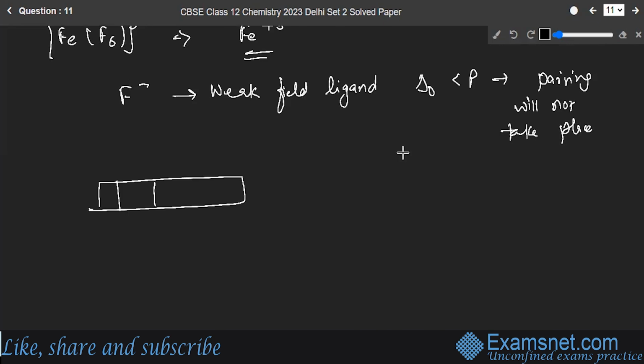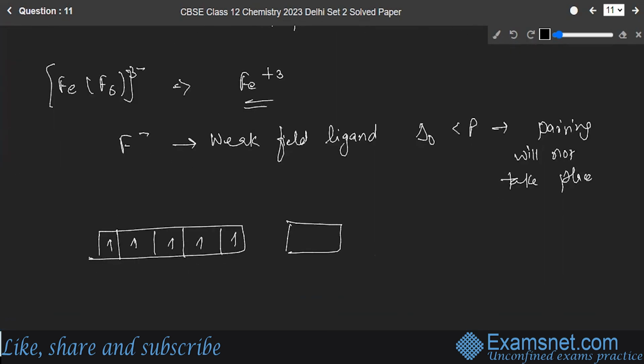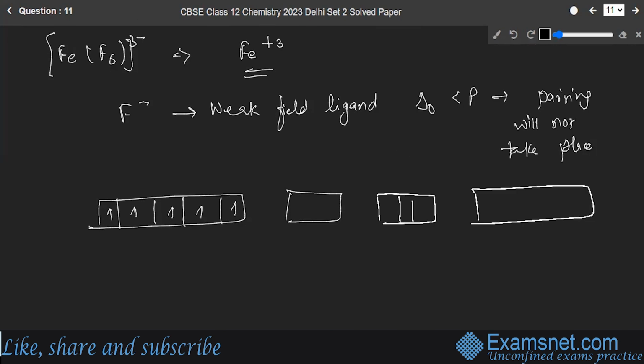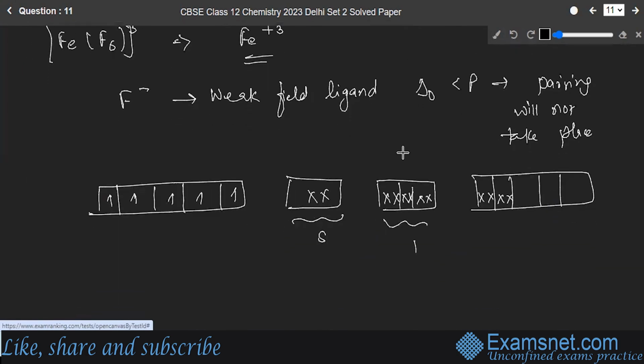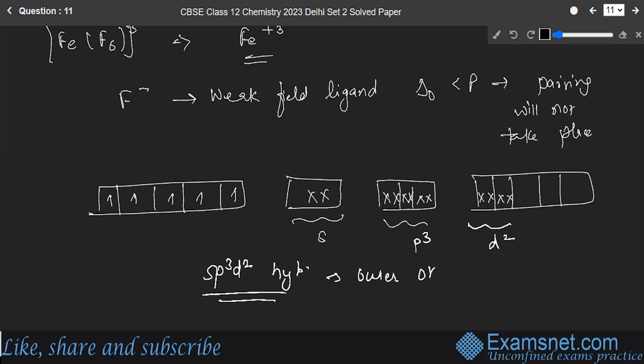Or this will be something like this. Single. Okay. So now this is 1, 2, and then also 1, 2, 3, 4, 5. This is sp3d2, sorry, sp3d2 hybridization. This is an outer orbital complex. Hope you're clear with this.